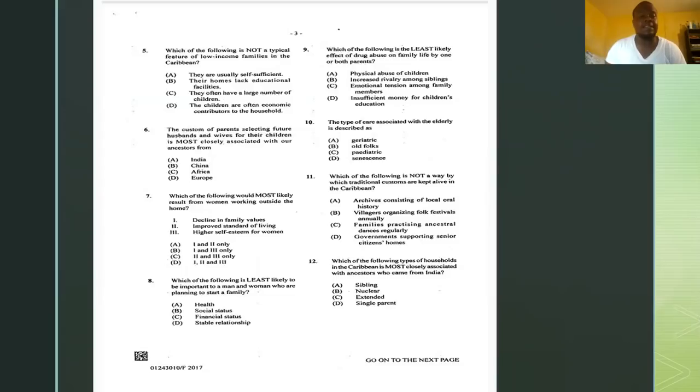So the answer is C. What would result from women most likely working outside of the home? The answer is C, 2 and 3. So improved standard of living and higher self-esteem for women.